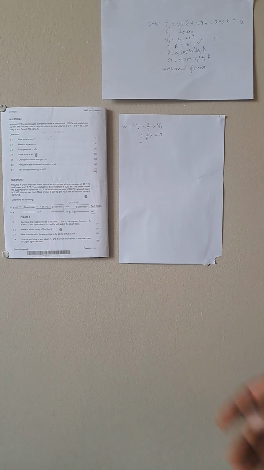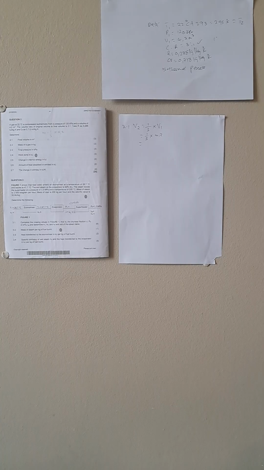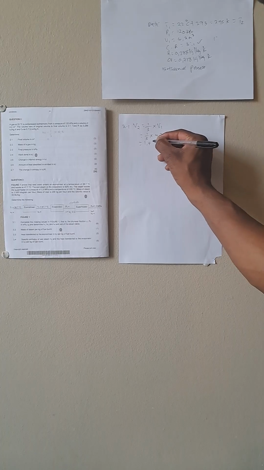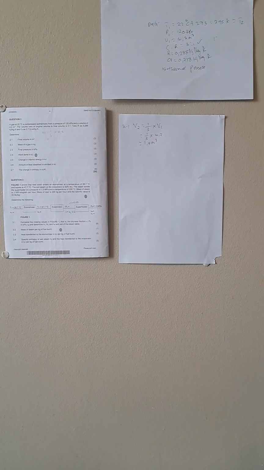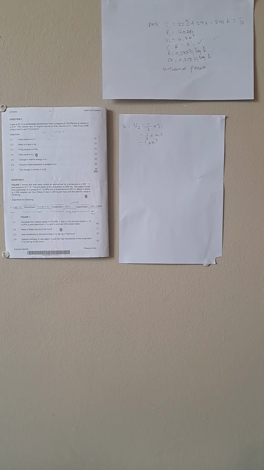A third of 4.2 gives us 1.4 cubic meters. That becomes our V2. Now, on question 2.2, they want the mass of the gas.